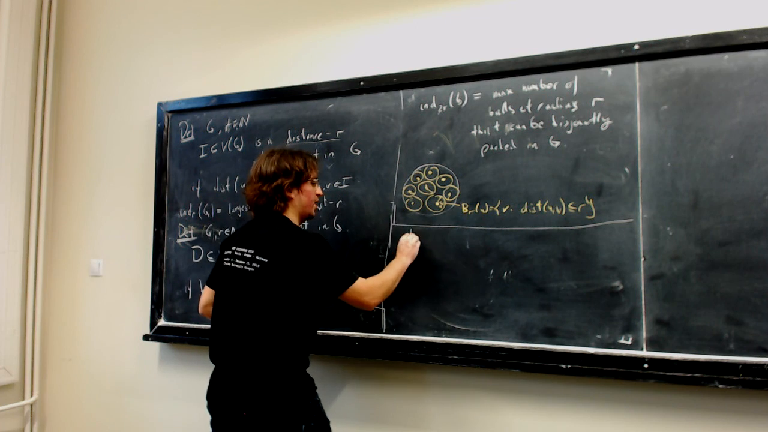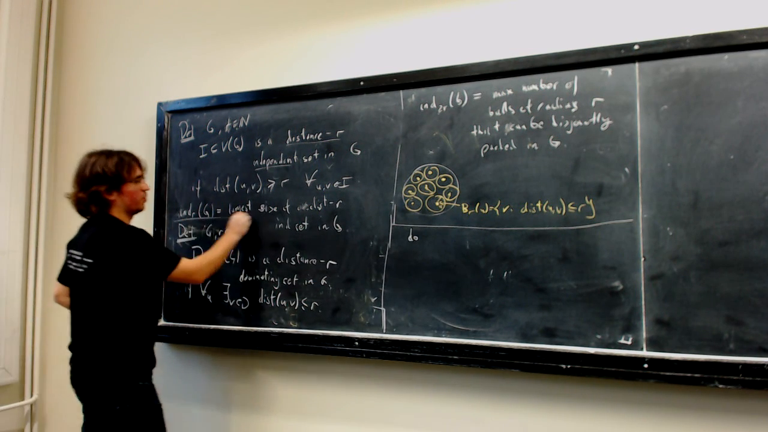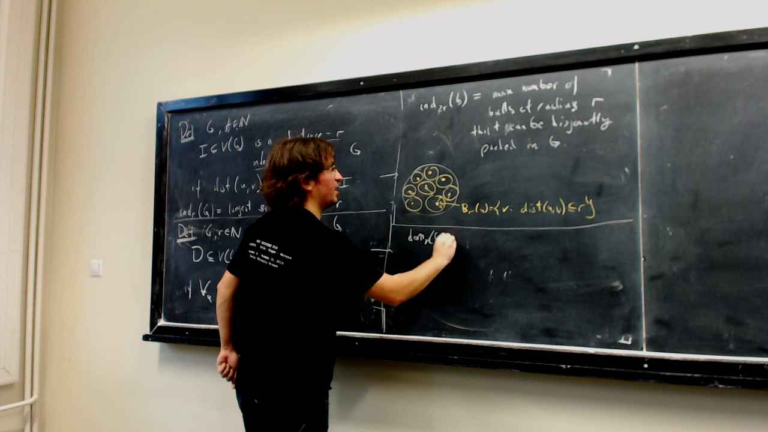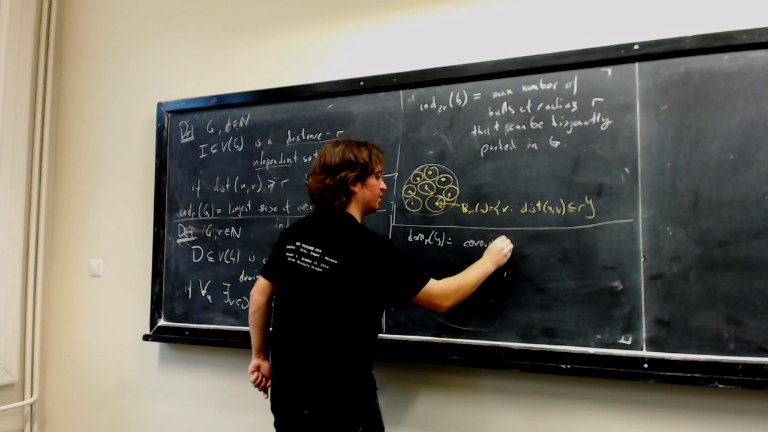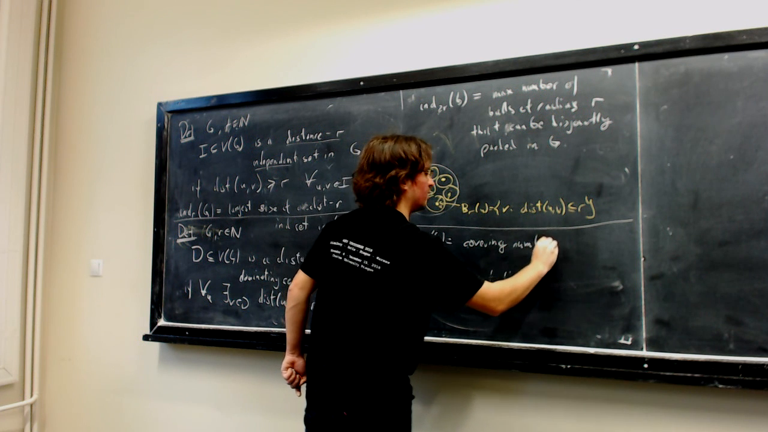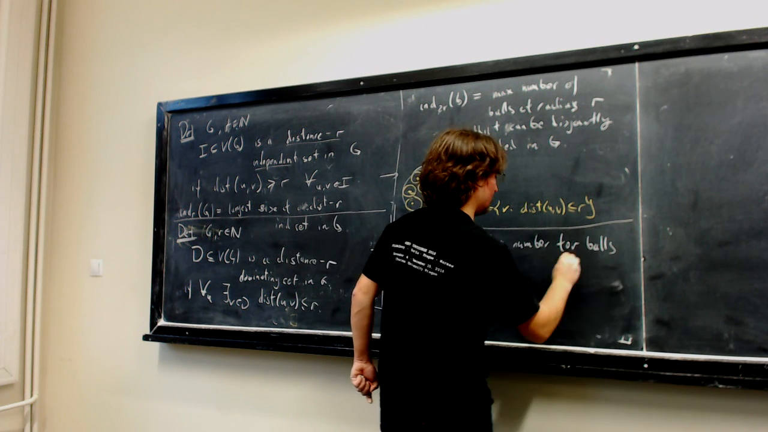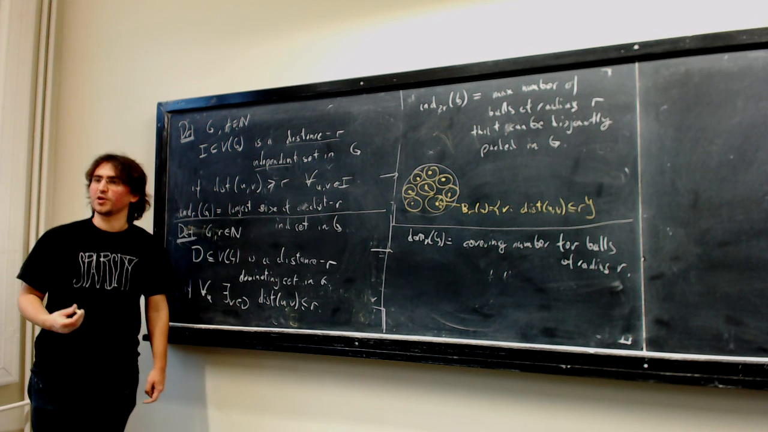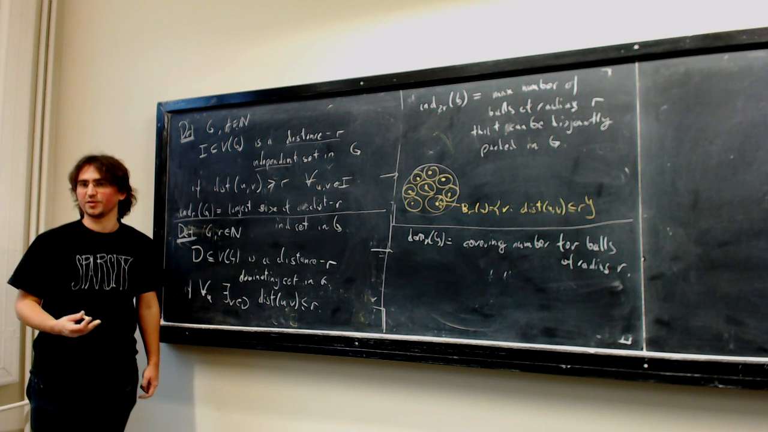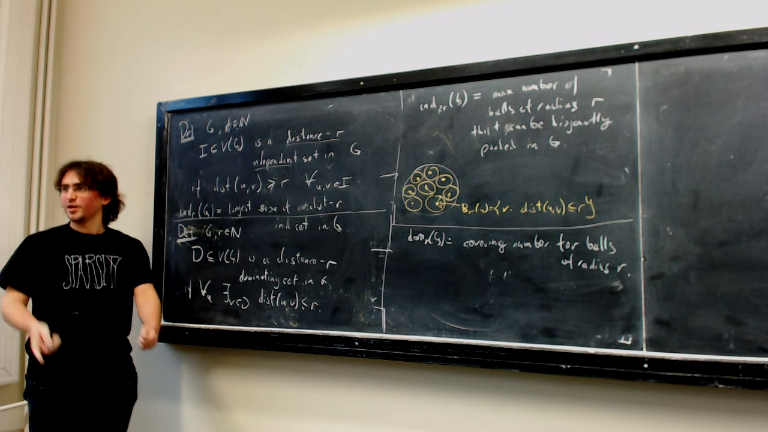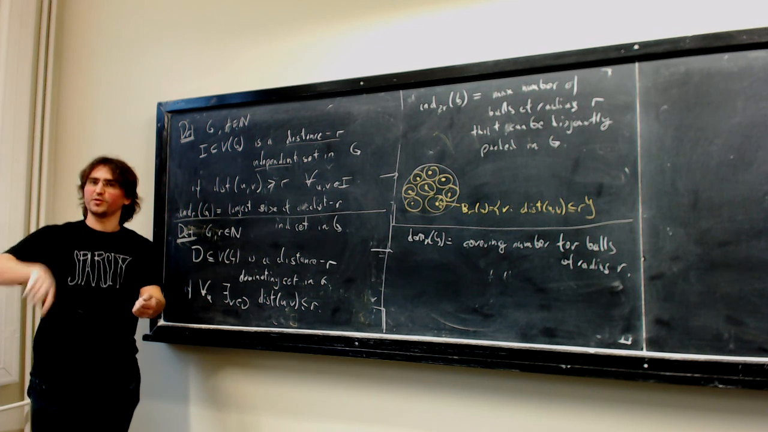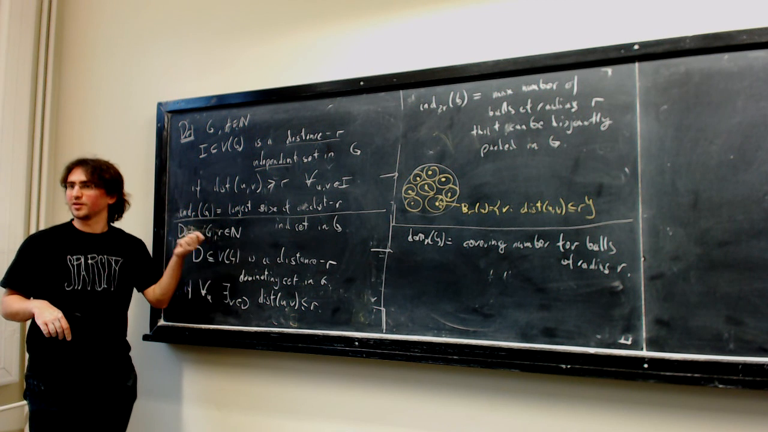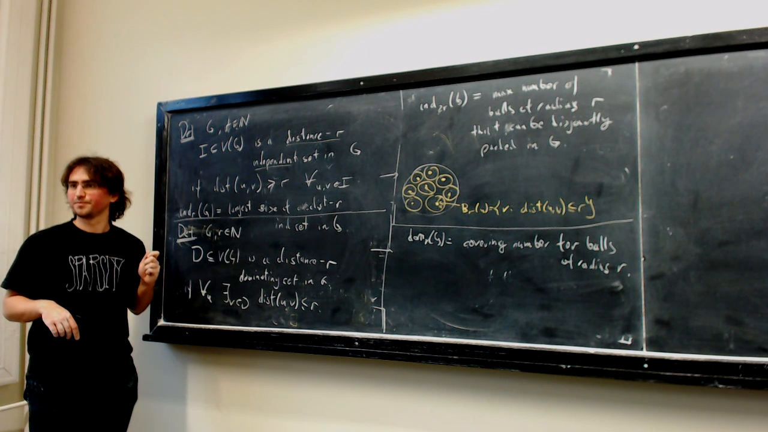So now I claim, if I go to the world of dominating set at distance R, I claim that this is a covering number for balls of radius R. Yeah? So the minimum number of balls of radius R in a graph that I may take in order to cover all the vertices. And this is just from the definition. Every vertex is dominating the ball of radius R around it. So the domination number at distance R is the same as the minimum number of balls I can take to cover the whole graph. Yes, is it clear?